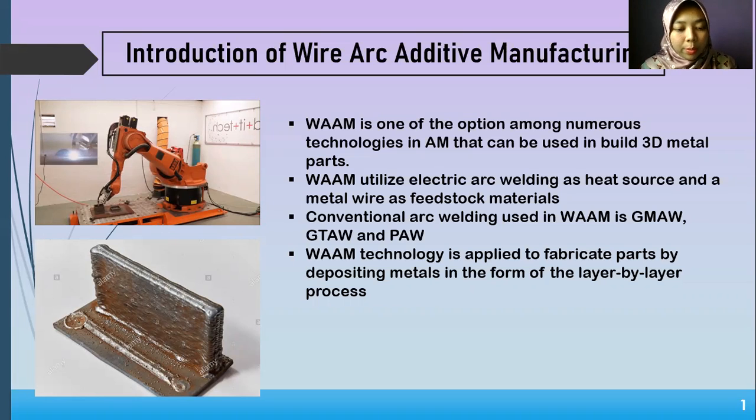Conventional arc welding used in wire arc additive manufacturing is gas metal arc welding, gas tungsten arc welding, and plasma arc welding. Compared with other methods, gas metal arc welding based additive manufacturing has shown great potential due to several advantages, including high productivity, low cost, and strong bonding strength of the parts. In this project, wire arc additive manufacturing technology is applied to fabricate parts by depositing metal in a layer by layer process.